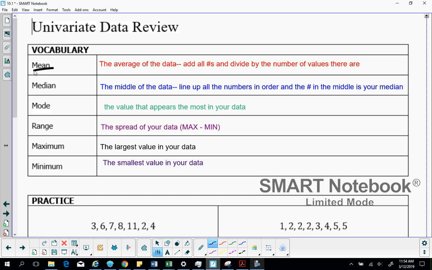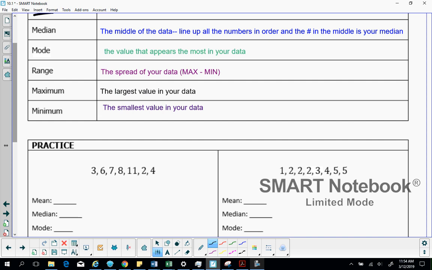Mean is your average. All you're doing is adding up all your values and dividing by how many there are. You all have your formula sheet in front of you. Do you see it literally says statistics and formulas on there? It has mean. It gives you the formula. It looks complicated, but all it means is add up all the numbers and divide by how many there are. It just looks different on there, but it is the same thing.